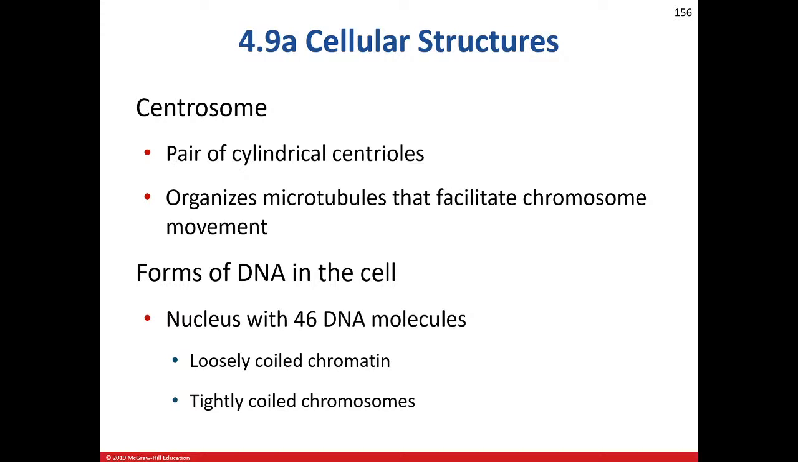The centrosome we mentioned, that's the pair of the cylindrical centrioles, the protein anchors in the cell. They organize the microtubules that facilitate chromosome movement. Basically, when we divide the cell, we've got to move the chromosomes to opposite ends of the cell so that the daughter cells get an even number of chromosomes, right? Exactly half the DNA. And so that's accomplished with the microtubules pulling on them, and the microtubules are anchored to the centrosome.